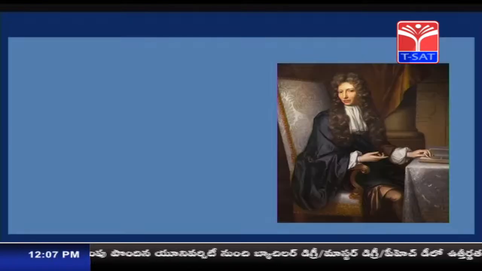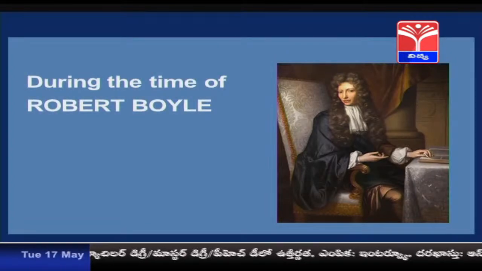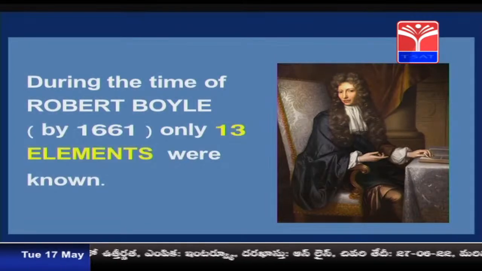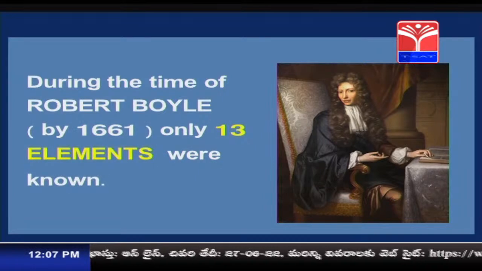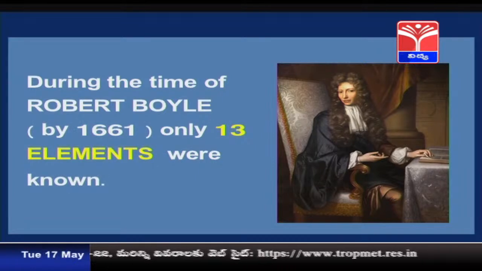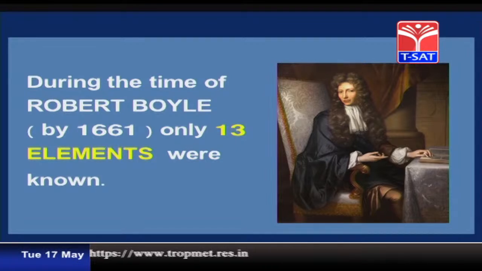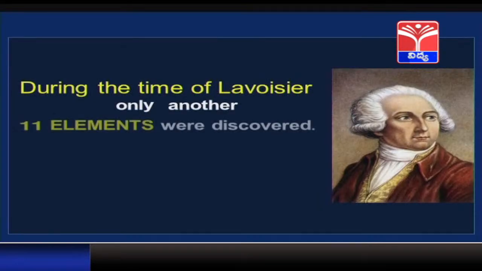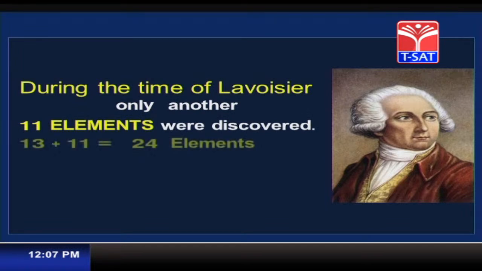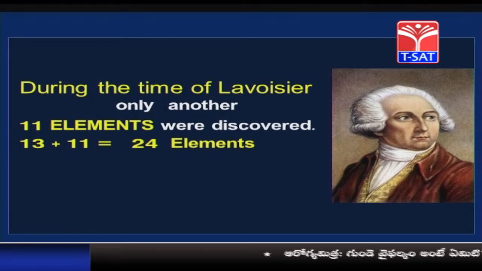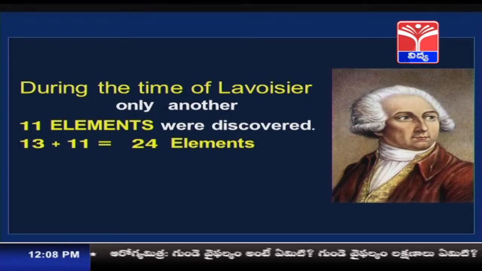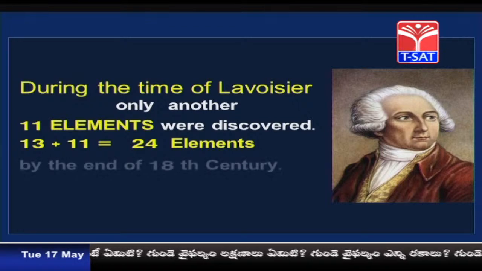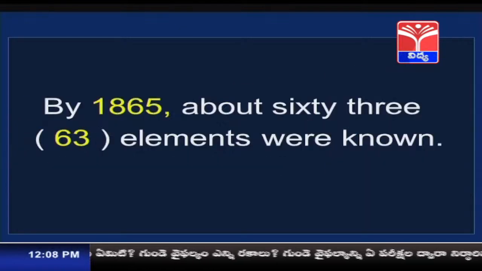Now, he is the scientist Robert Boyle. During the time of Robert Boyle, only 13 elements were known. That means, by the year 1661, we knew only 13 elements. Who is he? Yes, he is Lavoisier. During the time of Lavoisier, another 11 elements were discovered. That means, in total, at the time of Robert Boyle there were 13 elements, at the time of Lavoisier there were 11 elements. In total, 24 elements were discovered by the end of the 18th century.